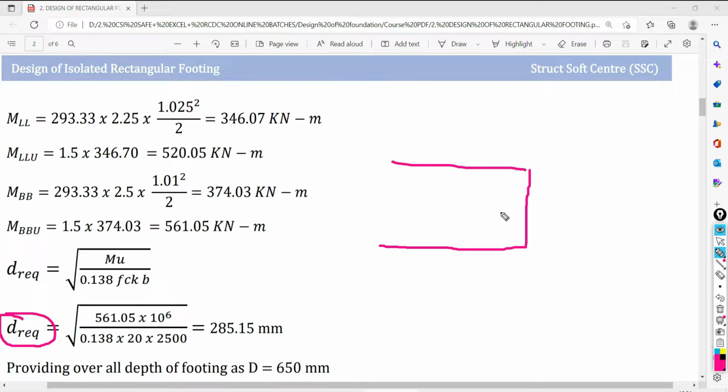Suppose this is your footing and you are going to provide the reinforcement here. So this is your clear cover and this is the mid of your bar. If you measure from the down face of your footing up to the center of your bar, we call it the effective cover. And from the top face of the footing up to the center of the bar, we call it what? Effective depth. So the effective depth required is 285.15.